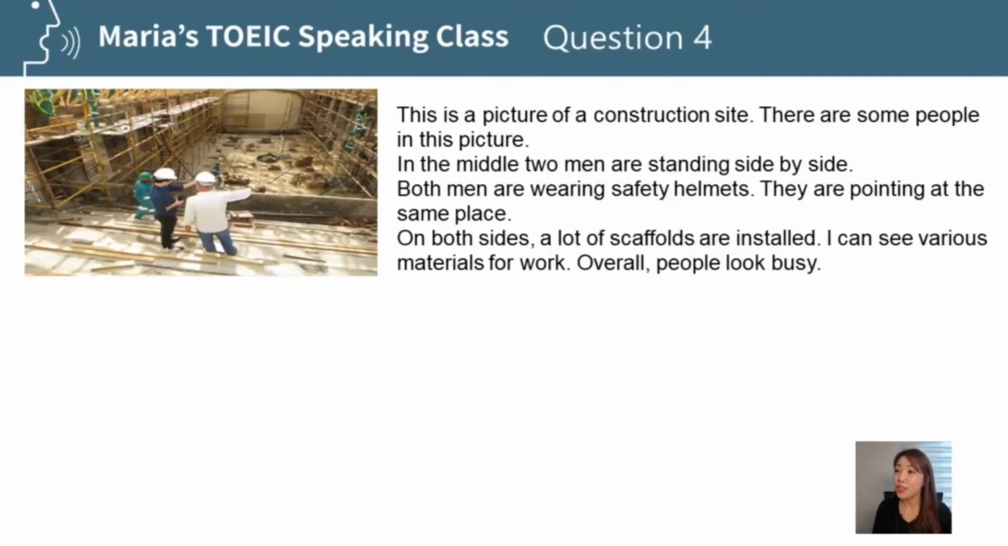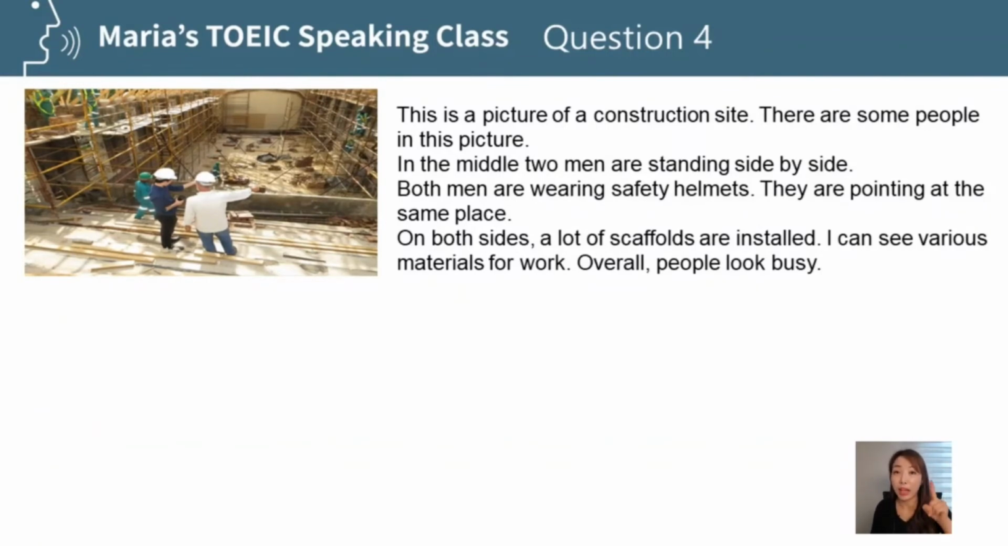공사장 사진 나왔어요. This is a picture of a construction site. 몇몇 사람도 있네요. There are some people in this picture. 자, 그러면 가운데 두 남자가 나란히 서 있어요. In the middle, two men are standing side by side. 두 남자 다 안전모를 착용하고 있고요. Both men are wearing safety helmets. 그들은 똑같은 장소를 가리키고 있습니다. Both men are pointing at the same place.